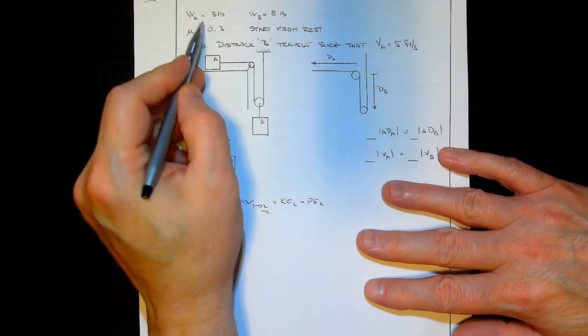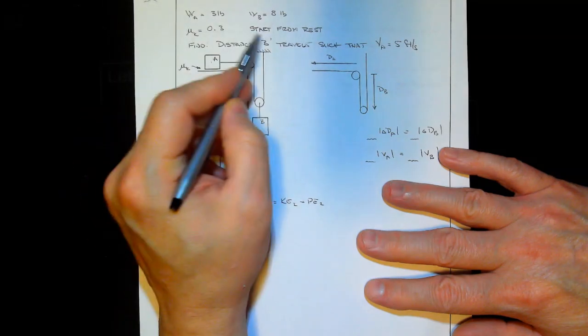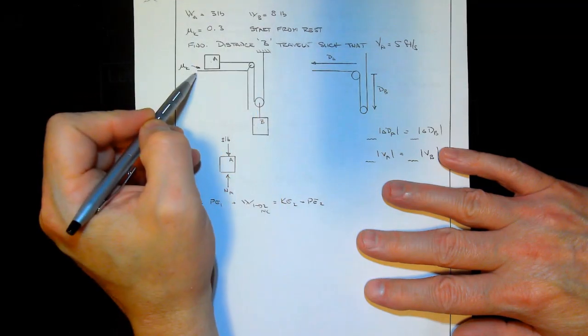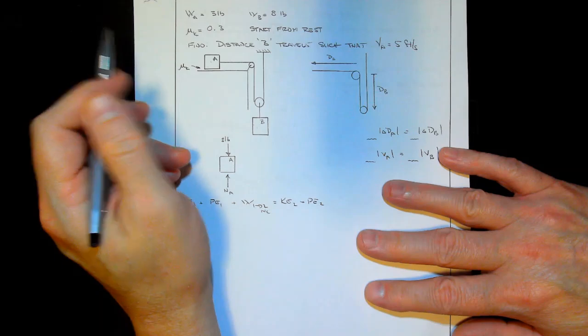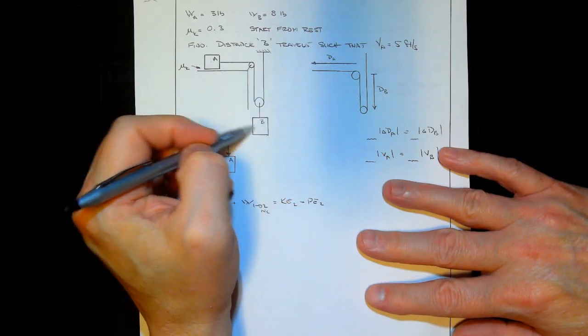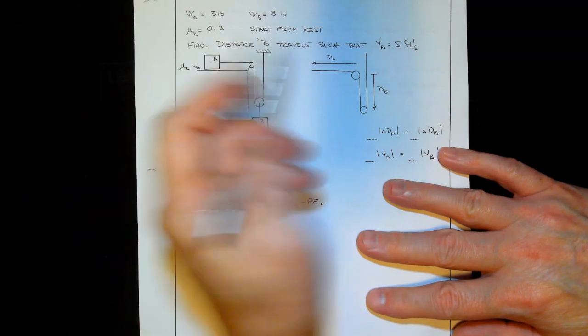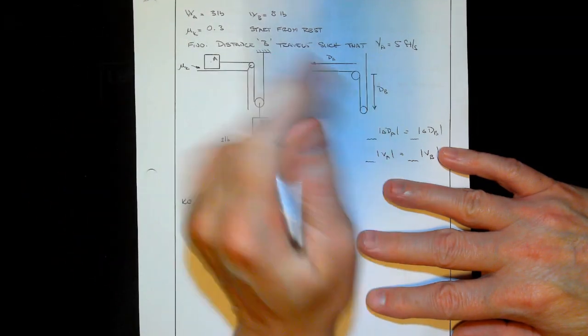This is WA, weighs 3 pounds. This block hanging is 8. Starts from rest. Here's the coefficient of friction. Okay, and so here, find the distance B travels such that A gets to 5 feet per second. So again, distance, velocity, that's your clue.